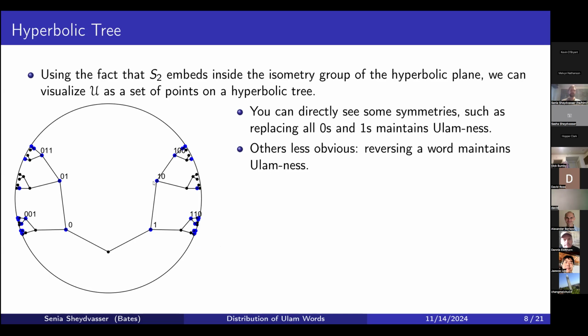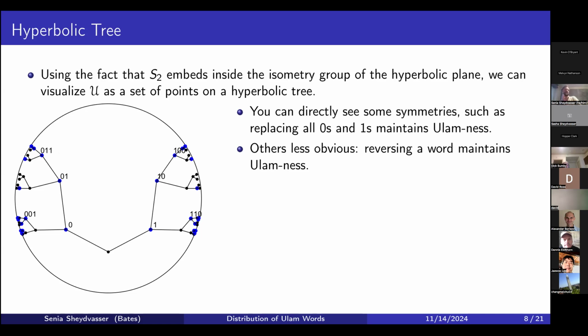And then what I've also done is I've noted all of those points that are Ulam. I've drawn them in blue. Right? And there's some fun things that come out of this. You can directly see some symmetries in the set of Ulam words. For example, you can see just by flipping along an axis that if you replace all zeros with ones and ones with zeros, then this maintains Ulamness. Like 0, 1, 1 is Ulam, and therefore 1, 0, 0 also has to be Ulam.